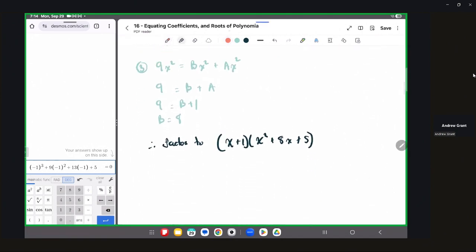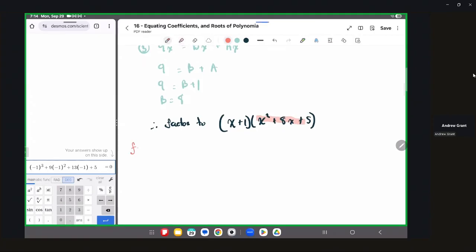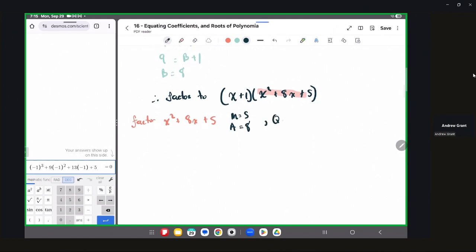And so now we have to factor this x squared plus 8x plus 5. And so the main problem I'm running into is that I don't know of two numbers such that they multiply to equal 5, but then add to make 8. So we need to use the quadratic formula, which said that x was equal to negative b plus or minus the square root of b squared minus 4ac over top of 2a.